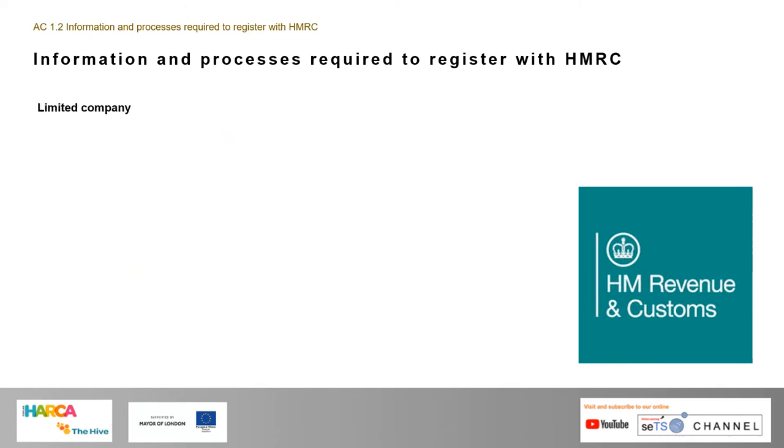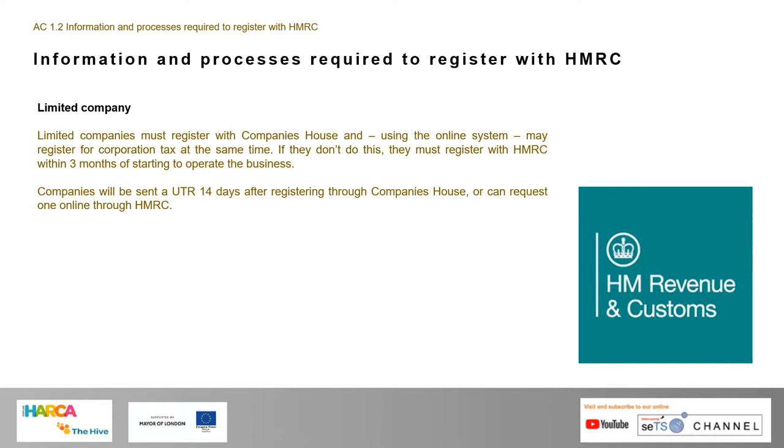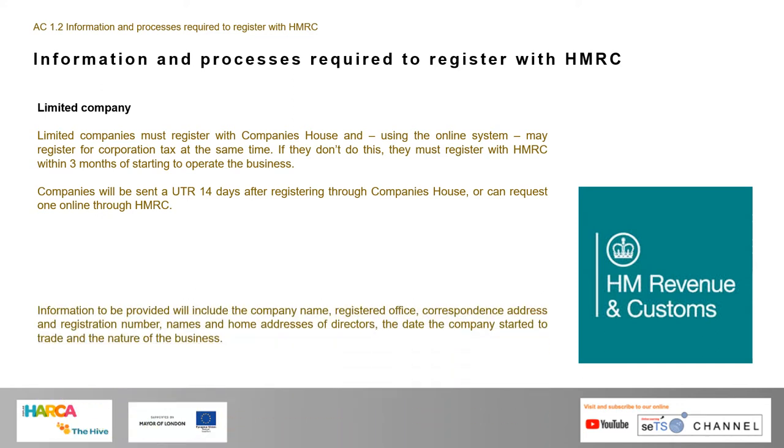Limited company. Limited companies must register with Companies House and, using the online system, may register for corporation tax at the same time. If they don't do this, they must register with HMRC within 3 months of starting to operate the business. Companies will be sent a UTR 14 days after registering through Companies House or can request one online through HMRC.